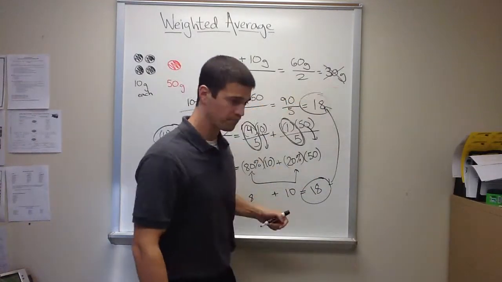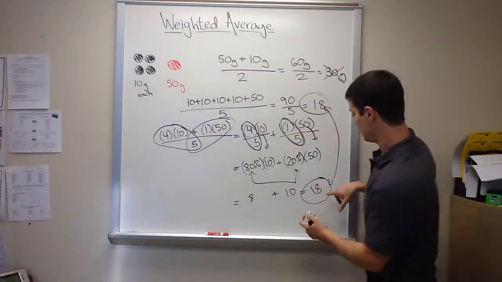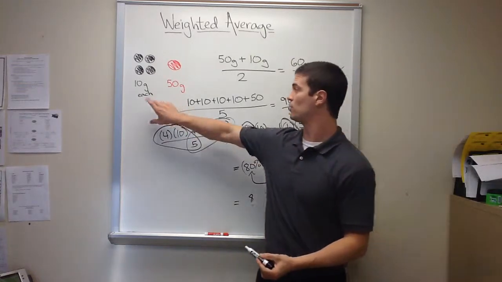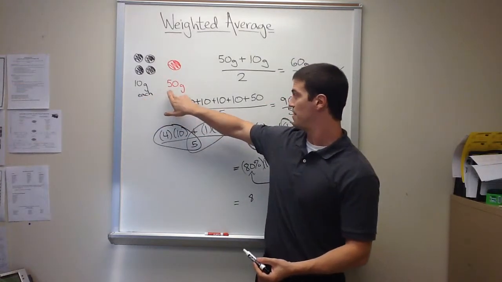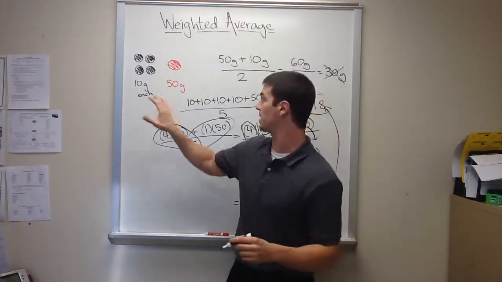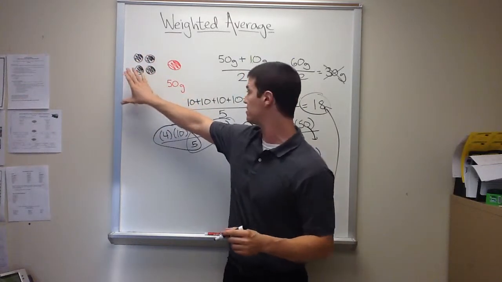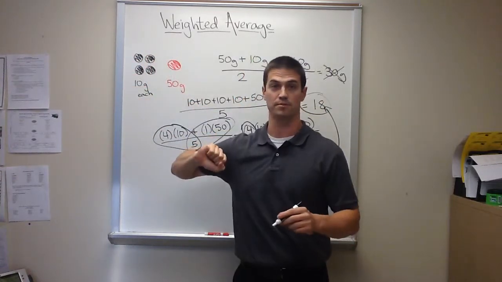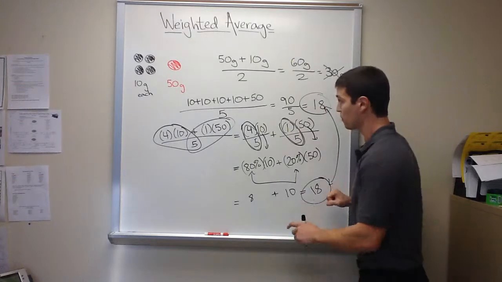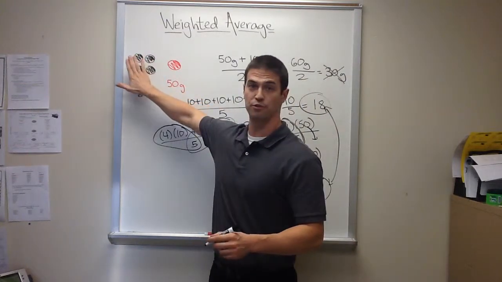Another thing I want you to see is the answer 18 we got here is closer to the 10 grams than the 50 grams. And the reason for this is because there's more 10 grams in this sample than the 50 grams. So because of that, the answer you get for the weighted average is going to be closer to the 10.